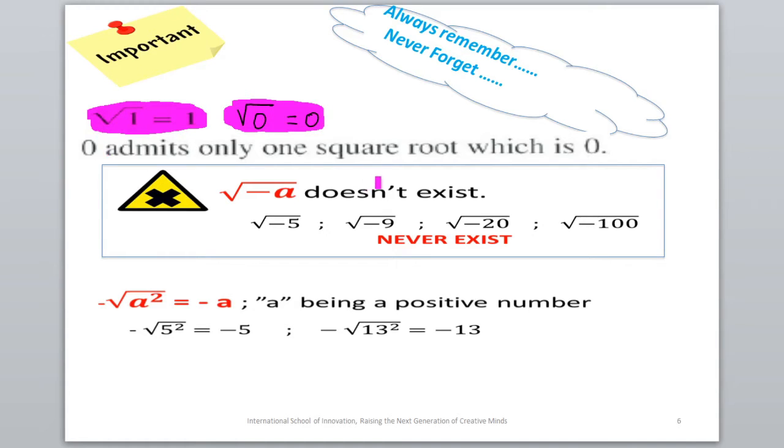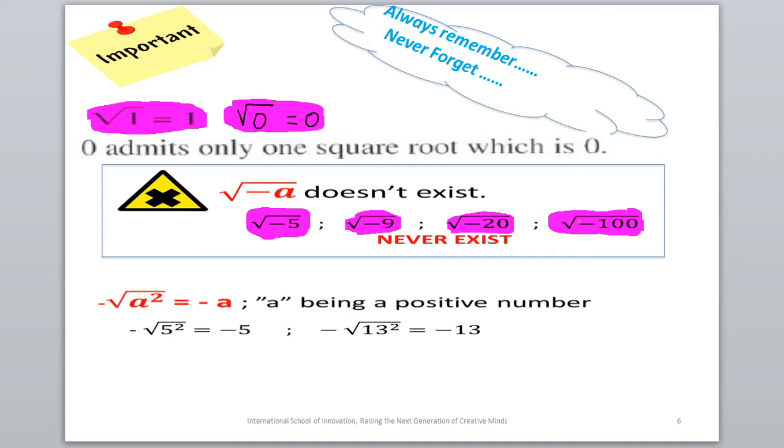Can we talk about radical negative 5? Can we say radical negative 5? No. Radical negative 9? No. Radical negative 20? Radical negative 100? All of these do not exist. So radical of a negative number does not exist; it's a wrong answer. We couldn't write radical negative 5 or radical negative 7 or radical negative 100. All do not exist.